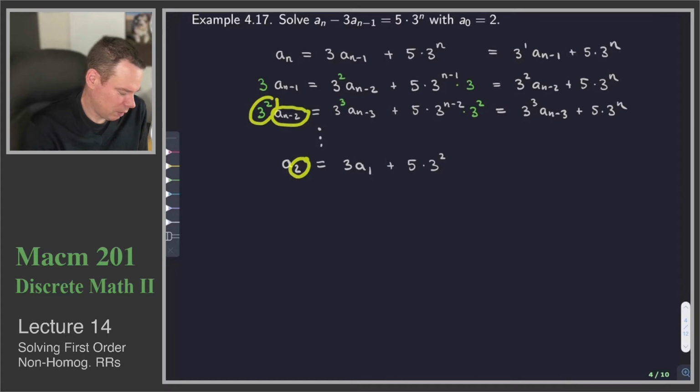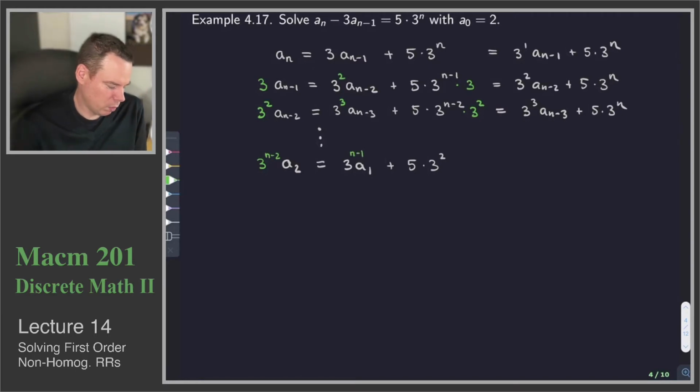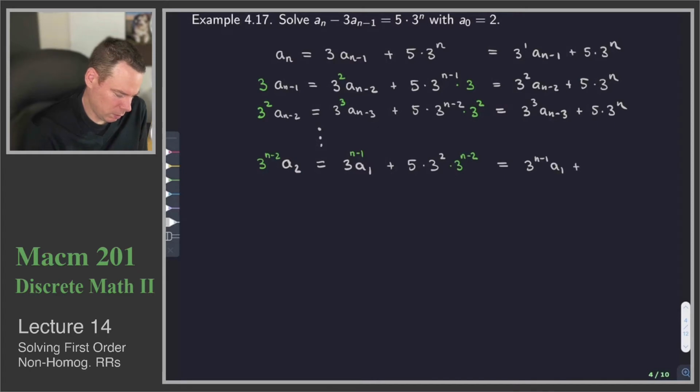And whatever that something I'm taking away from n that will leave me with a 2 is the power that I'm putting on the 3. So that's going to be a 3 to the n minus 2. And then this will be a 3 to the n minus 1 because it's one more than it. And then this would be a times 3 to the n minus 2 because the product of them was going to give me the 3 to the n. So I'm just matching the pattern here, and so this becomes a 3 to the n minus 1 a sub 1 plus 5 times 3 to the n.